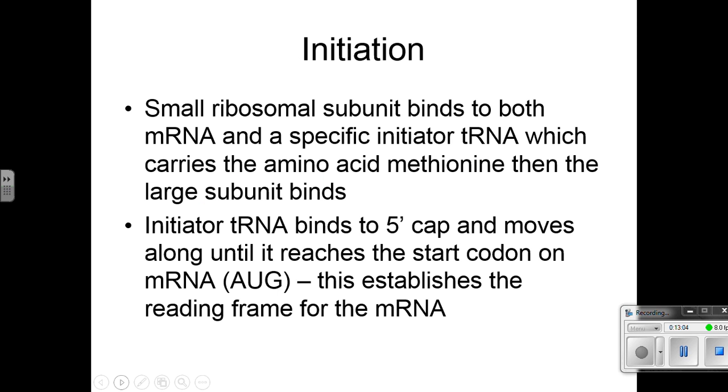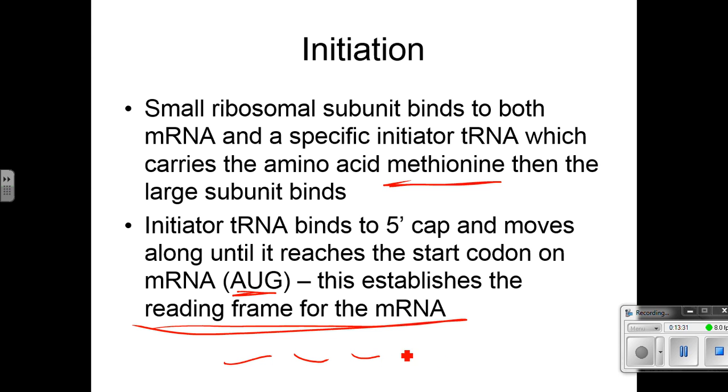The small ribosomal subunit binds to both mRNA and a specific initiator tRNA, which carries the amino acid methionine. Remember, that's always the beginning of the gene. Then the large subunit is going to bind. The initiator tRNA binds to the 5' cap and moves along until it reaches the start codon, AUG. That's going to establish the reading frame for the mRNA. Remember, that's very important, that every 3 is read correctly, or your sentence is not going to make any sense.